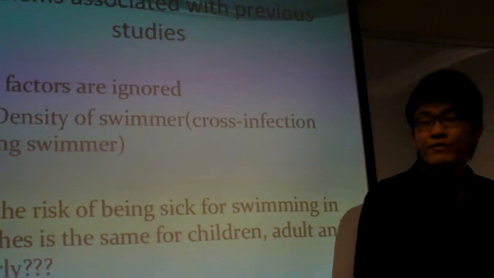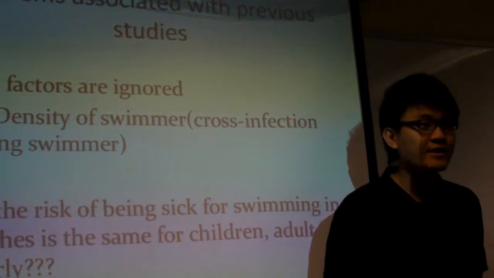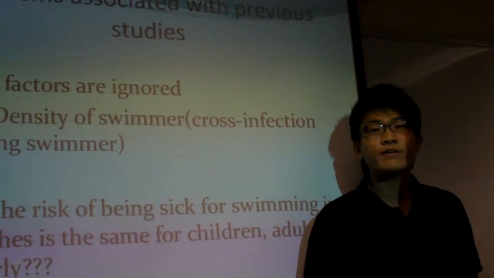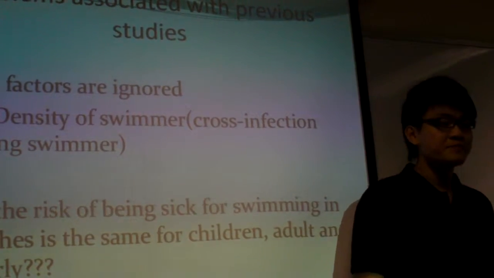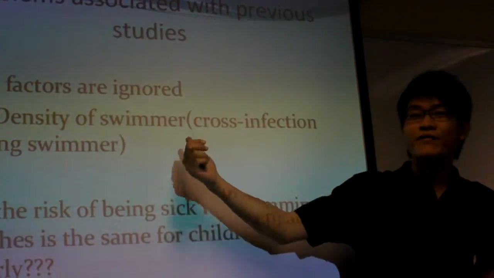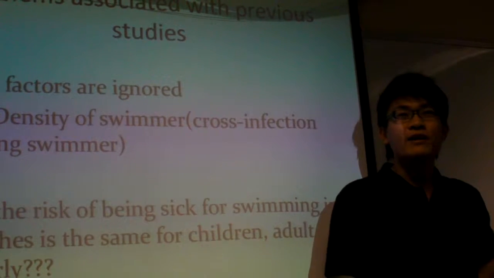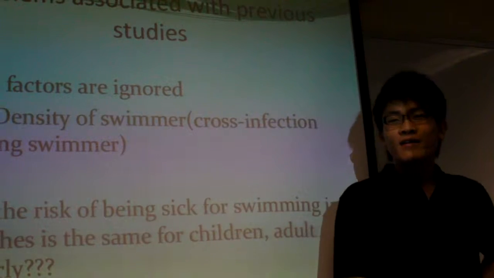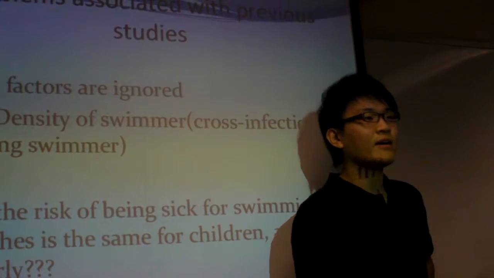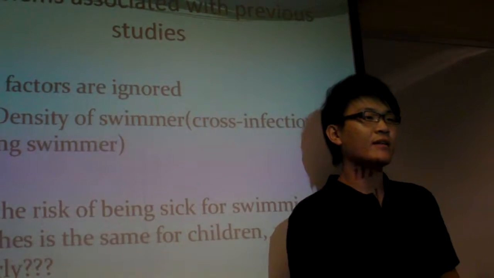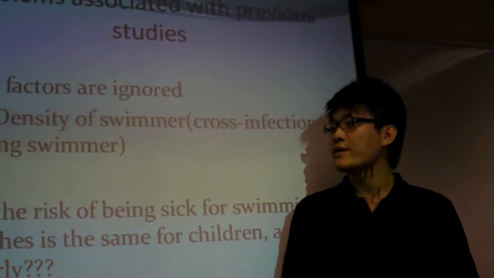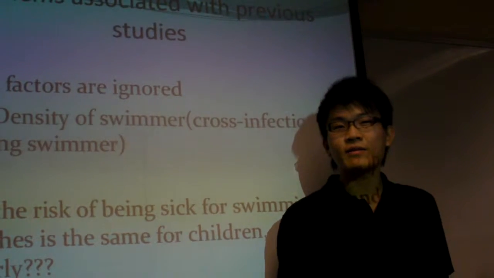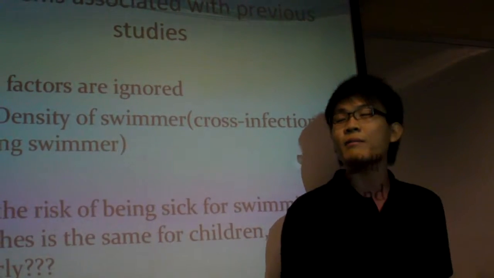After reviewing these studies, I want to point out some problems associated with them. First, this kind of study has too many assumptions that make the research done in a very convenient way, but actually there are many variable factors that can influence the results. For example, the density of swimmers. Many people cramming together, and then the disease may spread among them.